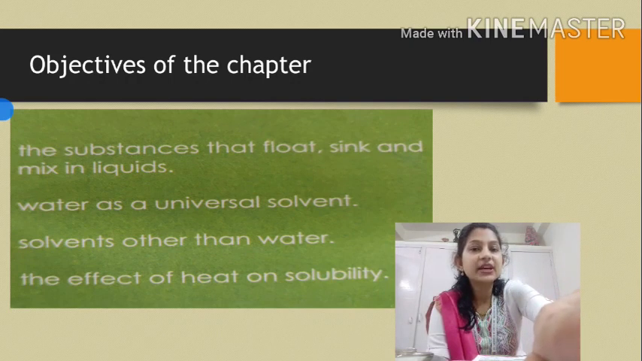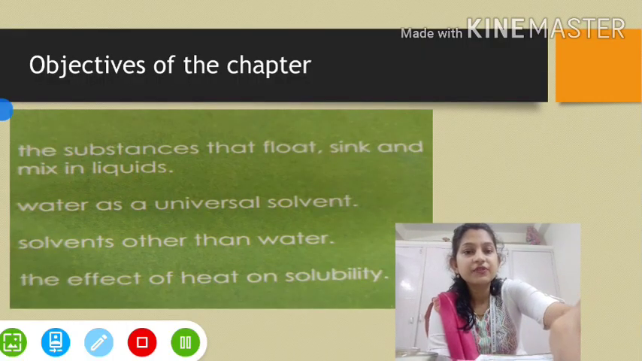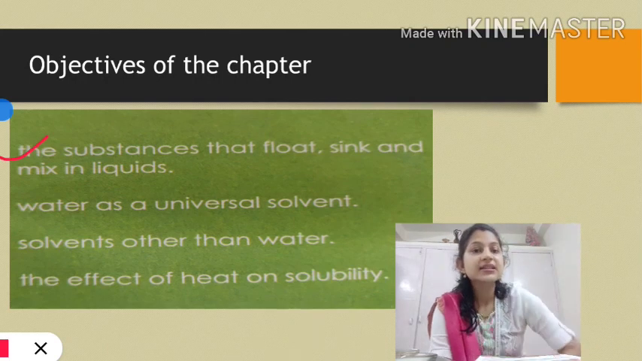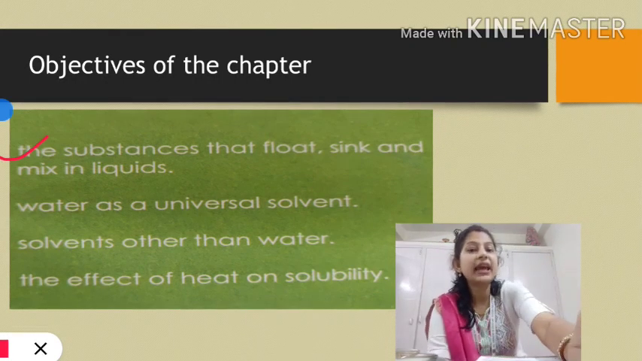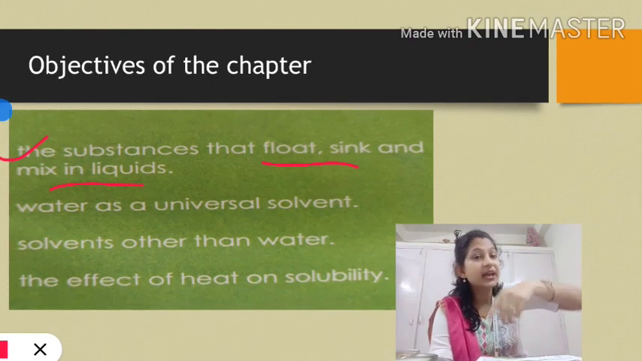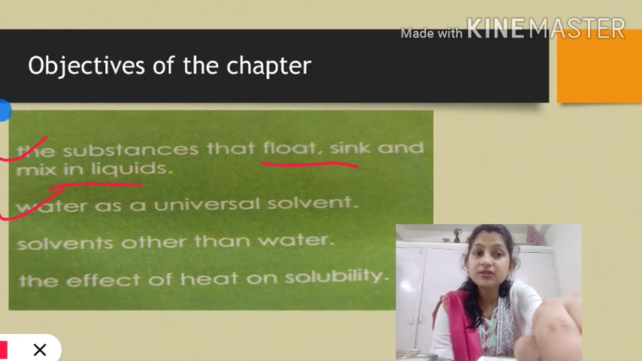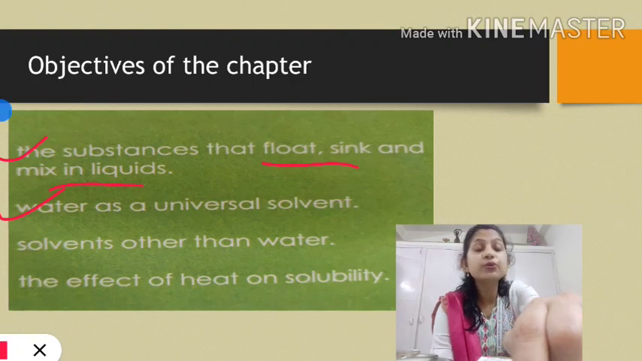So the first objective here is substances that float, sink and mix in water. Why do some substances float on the surface of water while some sink down and some get mixed in water? Second one is water as a universal solvent. Why is water called a universal solvent? That we are going to understand.